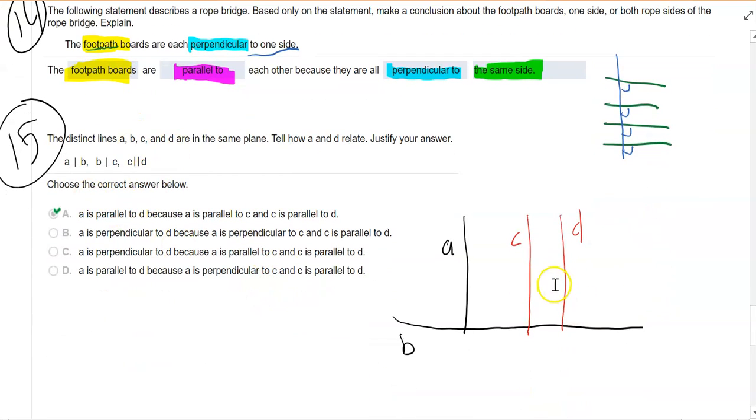And then here we have an illustration, but I drew it. A and B are perpendicular to each other. B and C are also perpendicular. C and D are parallel. And then as you can see, it's very easy to see that A, C, and D are all parallel to each other.